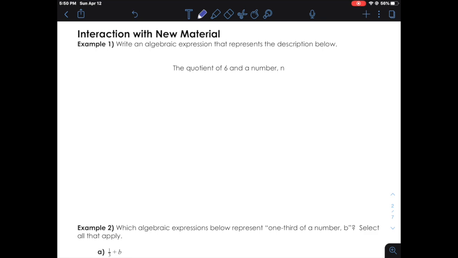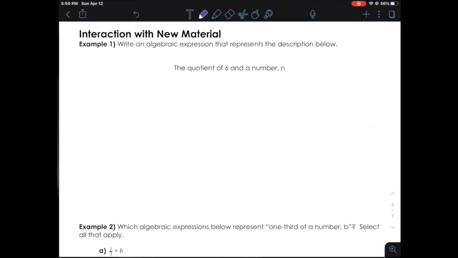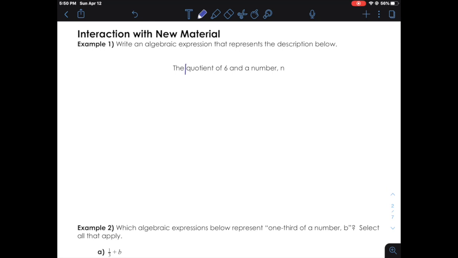So let's break this down. I see the word quotient. Quotient is the answer to a division problem. So this tells me that I'm going to have to divide. And we have the number 6, and we have a variable n. So n is our variable.